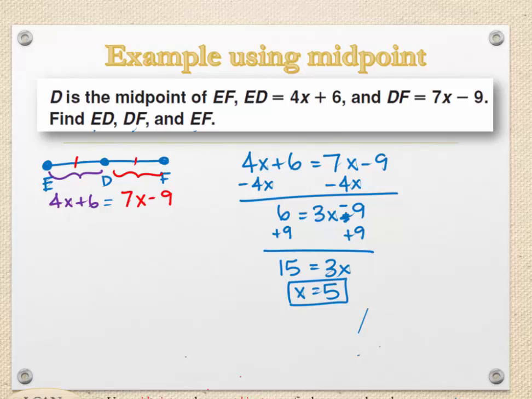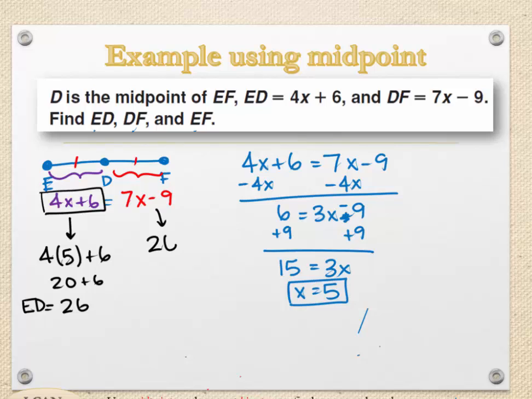So let's do ED first. I know ED is this 4x plus 6. So we're going to plug in what x is. 4 times 5 plus 6. This gives me 20 plus 6, or 26. So ED is 26 units long. And then you could go through and plug this in, but because D is at the midpoint, DF should also be 26. And if you quickly do the math, 35 minus 9 will give you 26. So this is what DF equals.